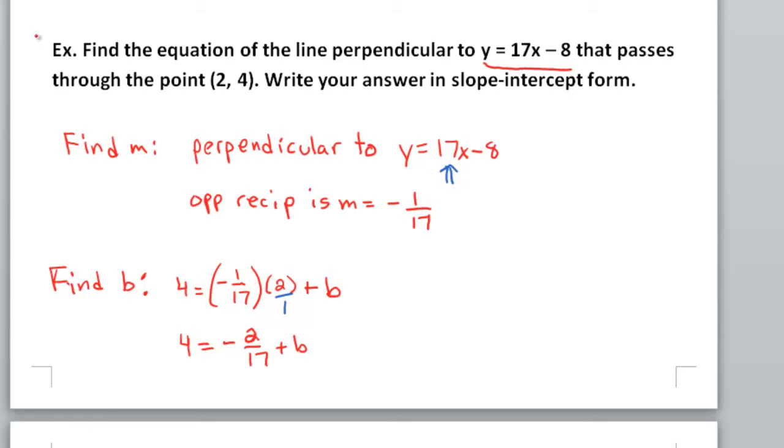And now, to get b by itself, we'll have to add 2/17 to both sides. In a previous video, you saw how to add these two numbers in your calculator. If you go ahead and do the arithmetic for that, 4 plus 2 over 17 comes out to be 70 over 17. And then on the right-hand side, we're just left with b. So b is equal to 70 over 17. Now we're ready to write the equation of our line. Y is equal to the slope, which is negative 1 over 17, times x, plus b, which is 70 over 17.